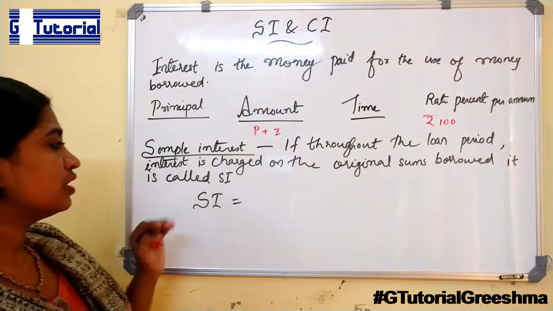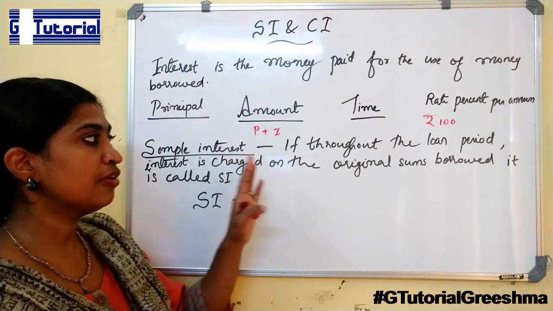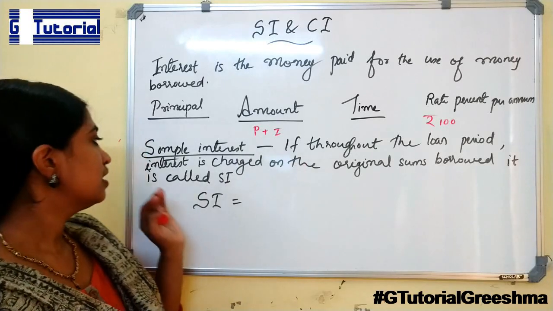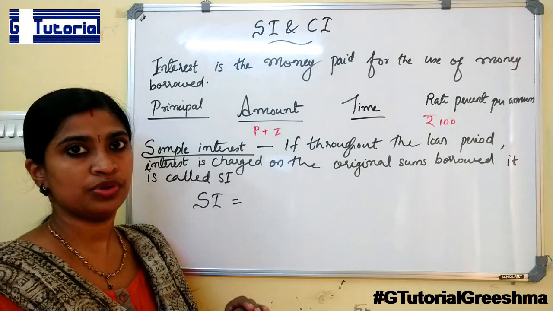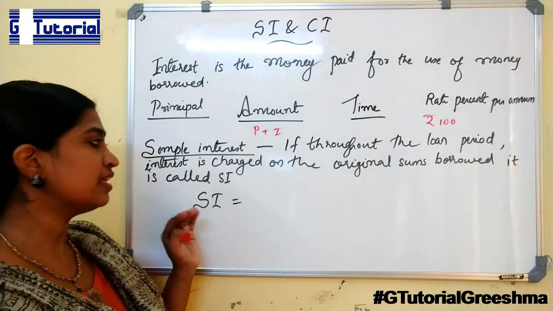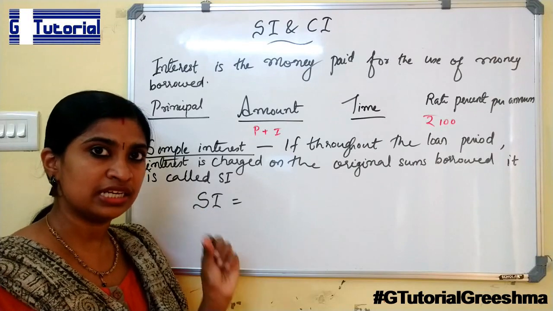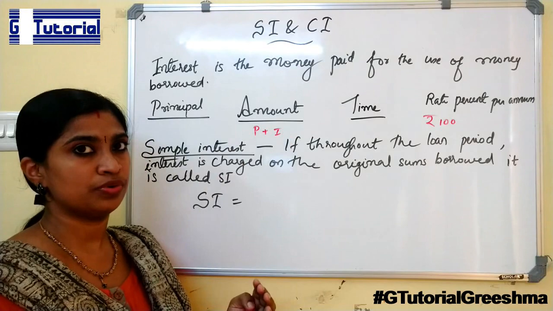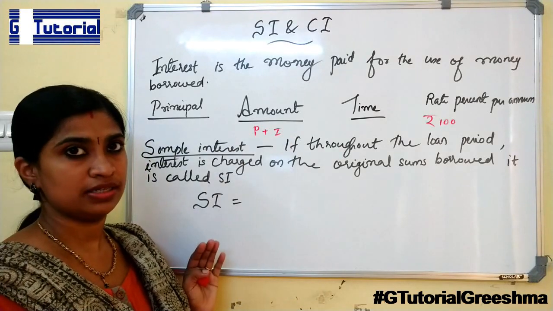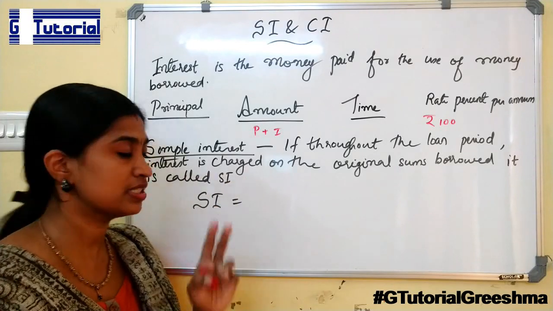So, the first thing we have to study from here is simple interest. If throughout the loan period, interest is charged on the original sum that is borrowed, then that interest is called simple interest. That is, we are charging the interest only on the principal that is actually borrowed. That is called simple interest. You will understand it clearly when you are studying compound interest.